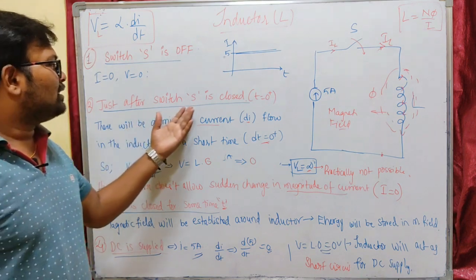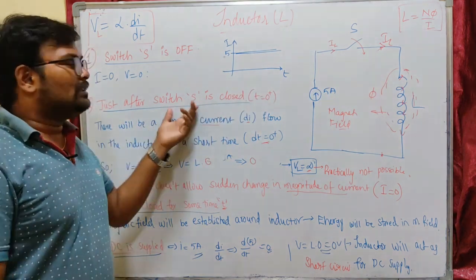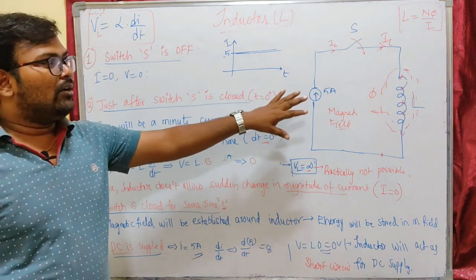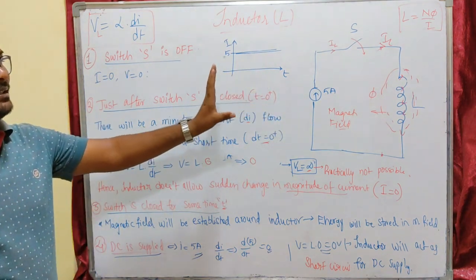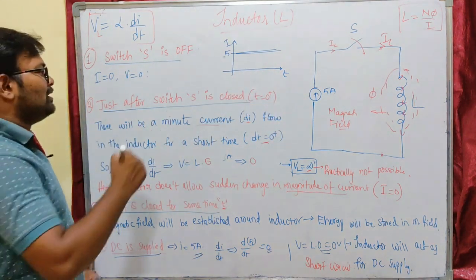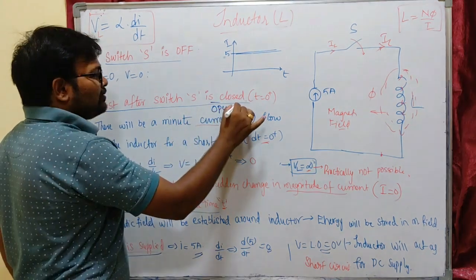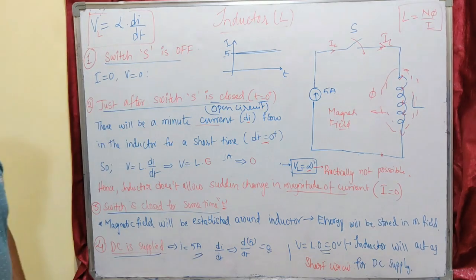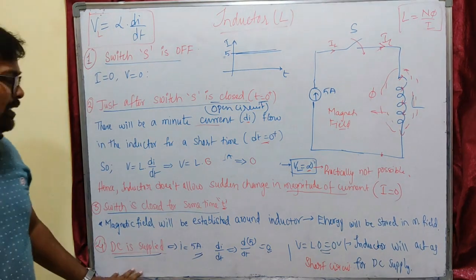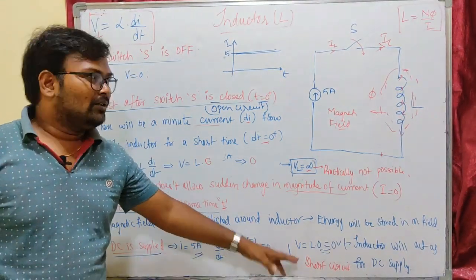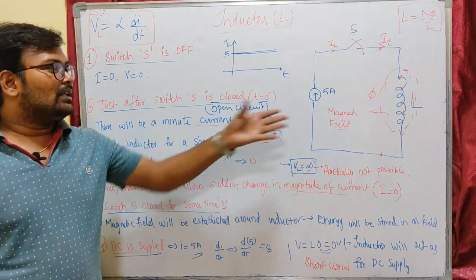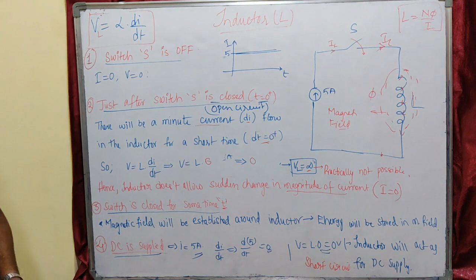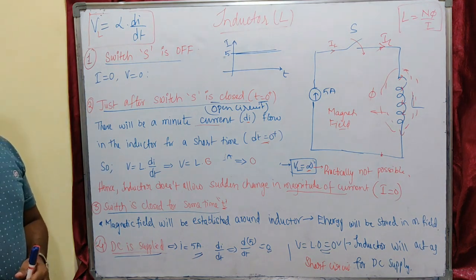So just after switch S is closed, the inductor doesn't allow any current. That means the circuit is staying open circuit. Even though the switch is closed, the circuit is open circuit. No current will flow at the 0 plus time period. Okay, so when we apply a DC supply, the inductor will behave like a short circuit. So this is the idea. Now let us take a problem on inductor.